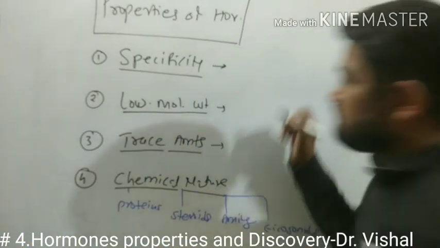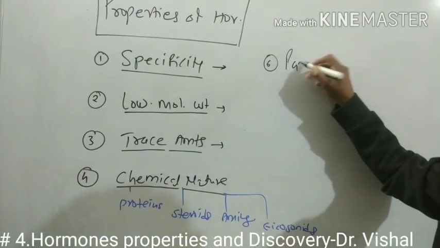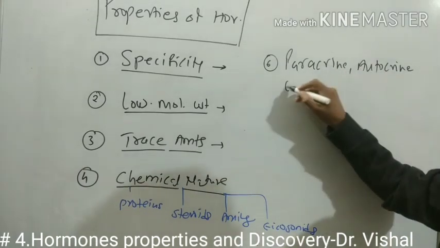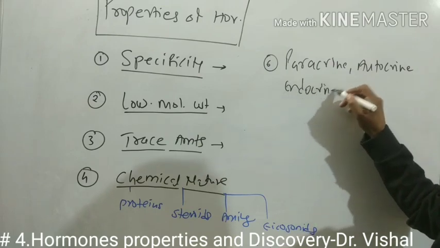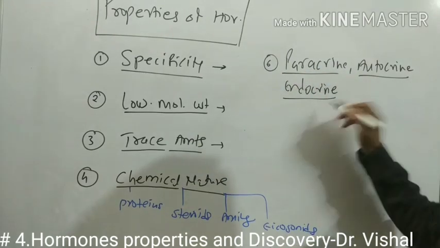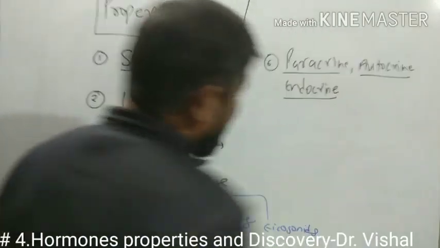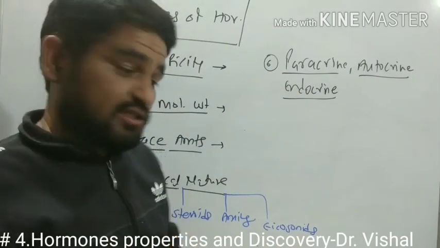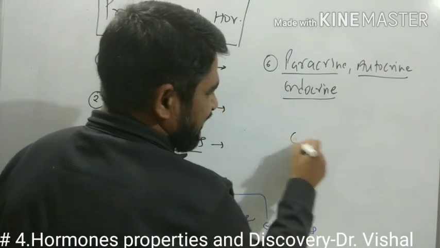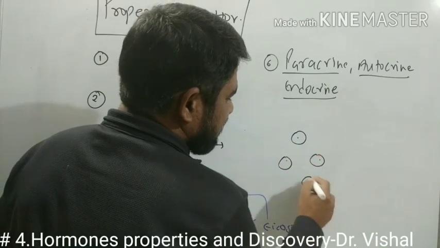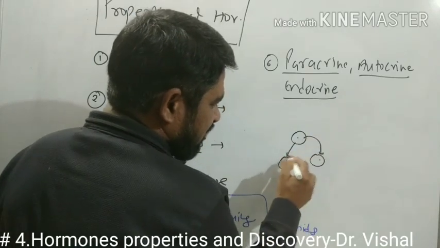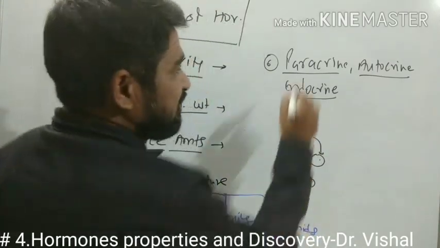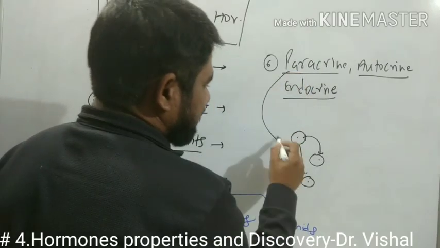The next property of the hormones, I'm writing here, is paracrine, autocrine, and endocrine. So what are these different terms? The paracrines, the autocrines, and endocrines. What does it mean? Paracrine means the hormones control the nearby cells. Suppose these are the cells, right? When this hormone is controlling the adjacent cells, the nearby cells, without passing into the blood, that particular hormone is called a paracrine.